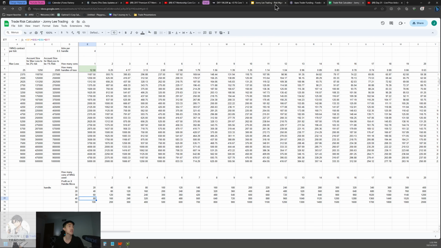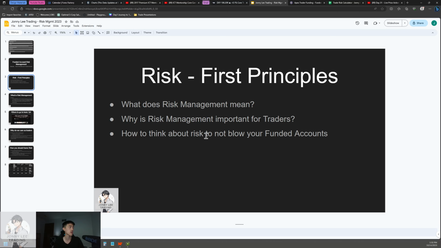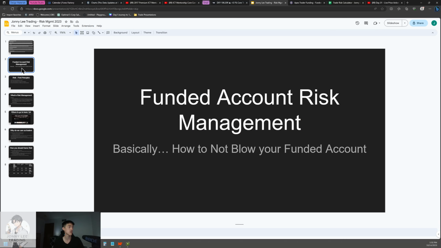So with that, I think that's it. We went through a lot. What does risk management mean? Why is it important for traders? How to think about risk to not blow your funded accounts. And so this should give you a primer on how to deal with funded account risk management.